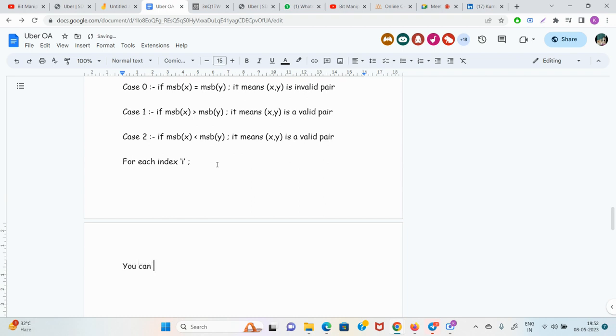you can bond with all j from 1 to I minus 1, such that MSB of K is not equal to MSB of I. If it is less, then it's fine because it becomes a valid pair, clearly written here. Only if it is equal, then it becomes an invalid pair. So whenever it is not equal, it is a valid pair. Simple, guys. So all you had to do is keep track of the MSBs.